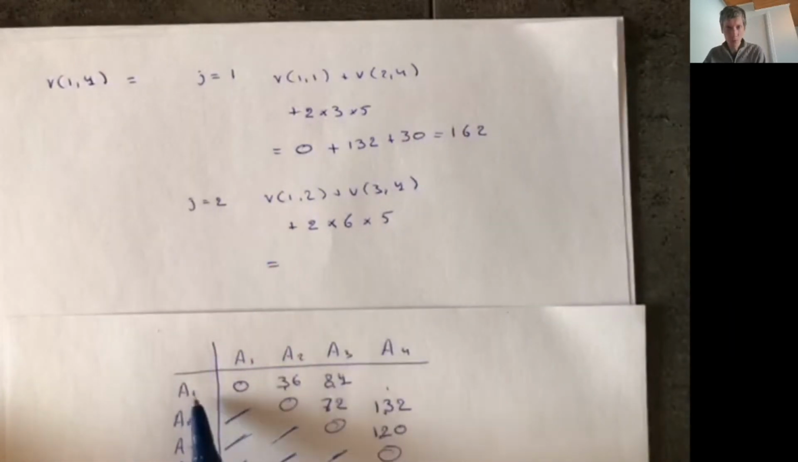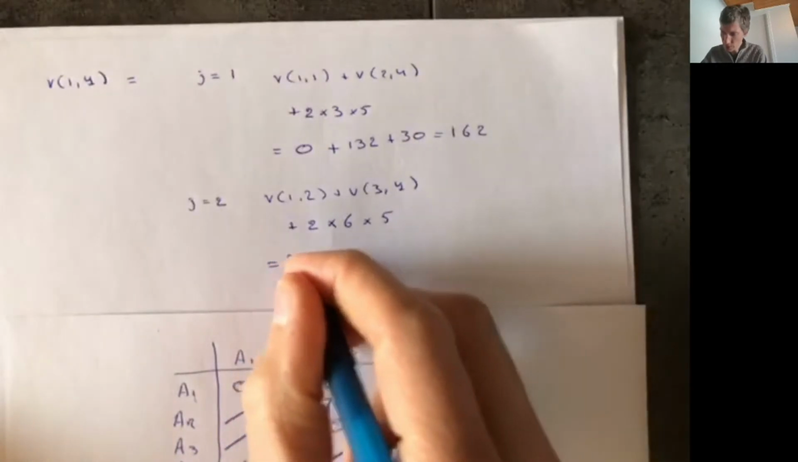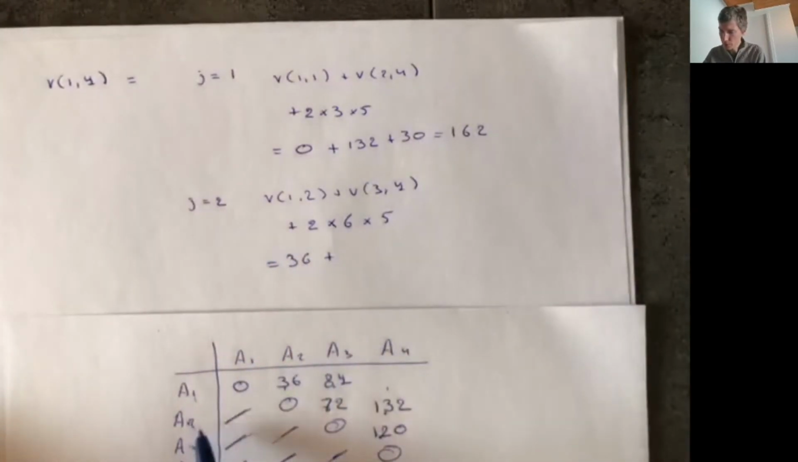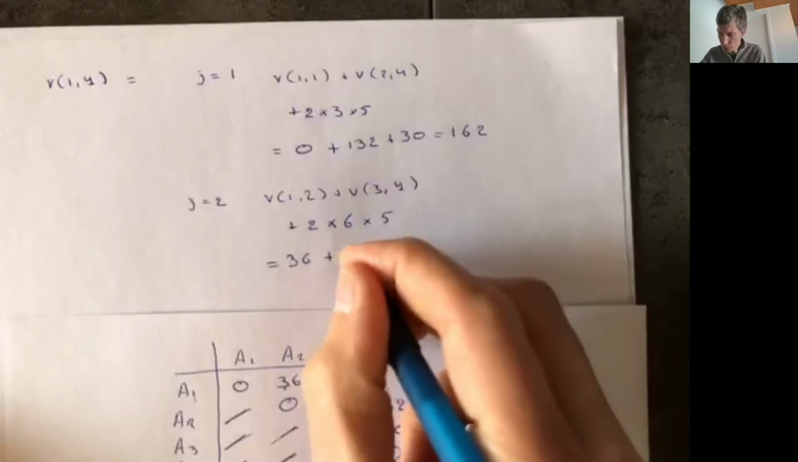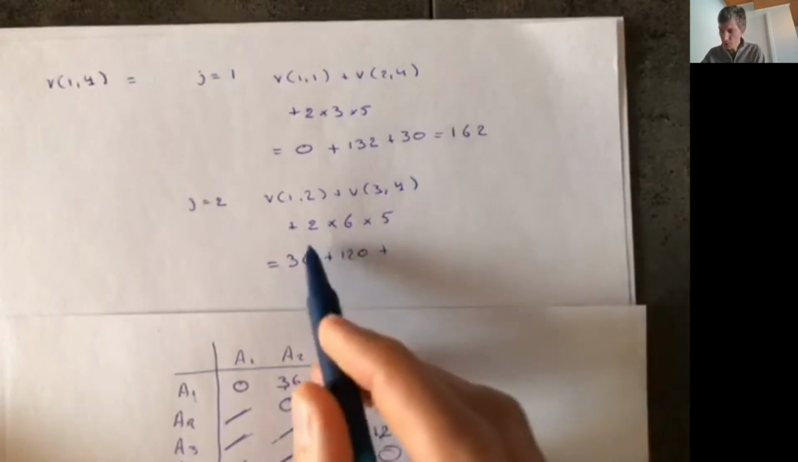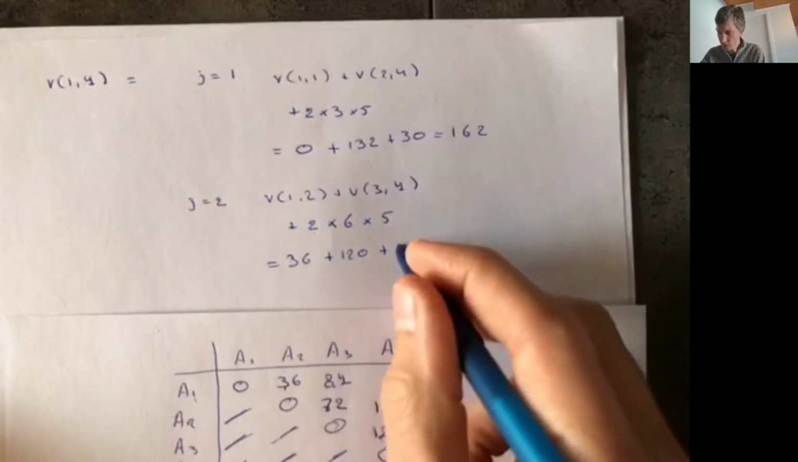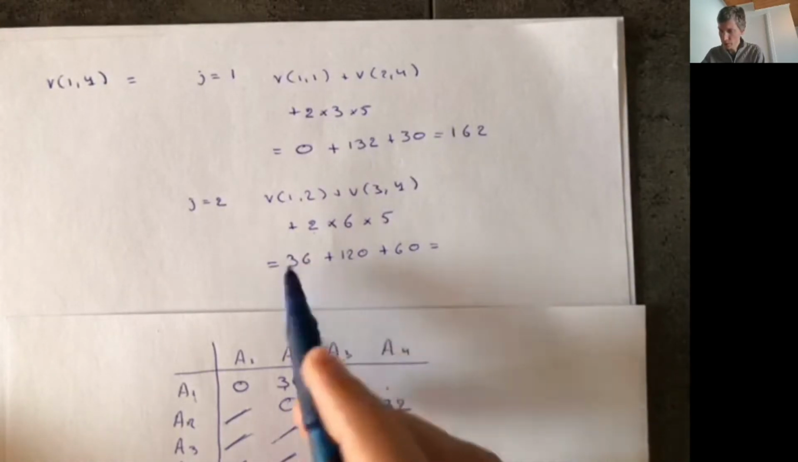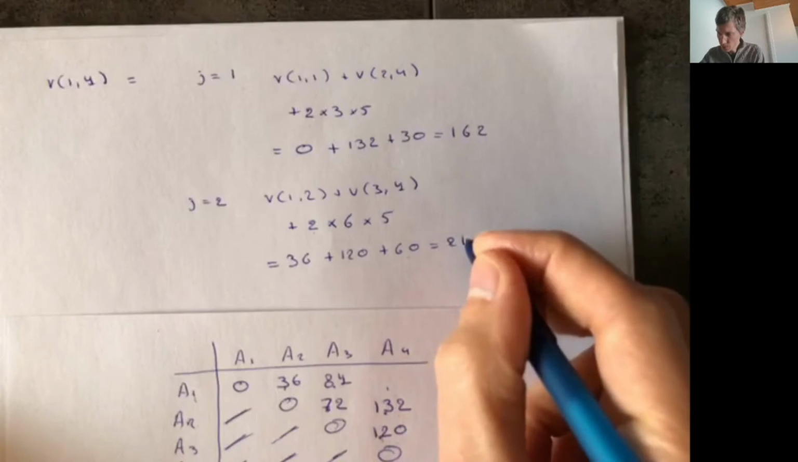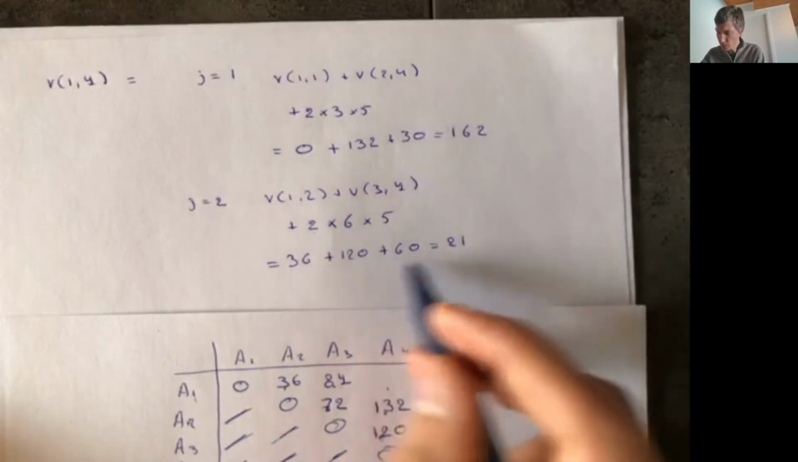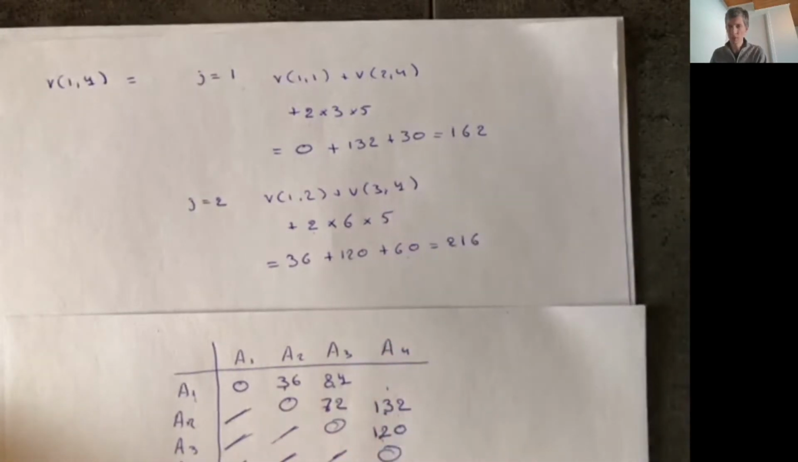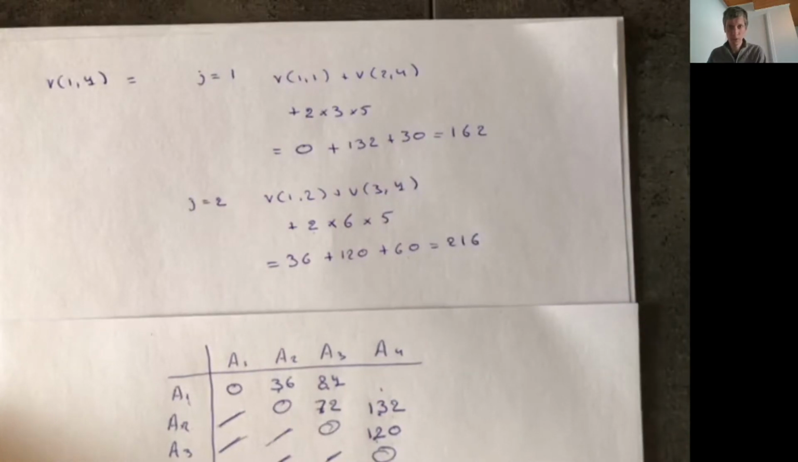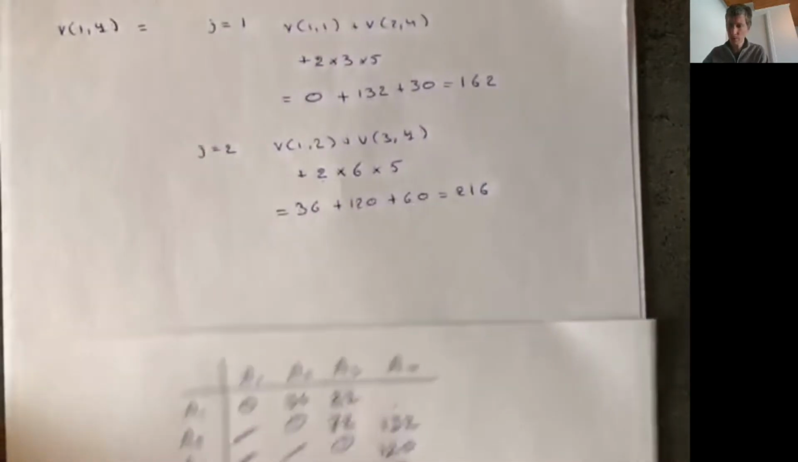So V12 was 36, plus V34 was 120, plus 2 times 5 is 10, times 6 is 60. Right, so here we have 180 plus 216, if I didn't make any mistake, right? Which is also a possibility, of course.